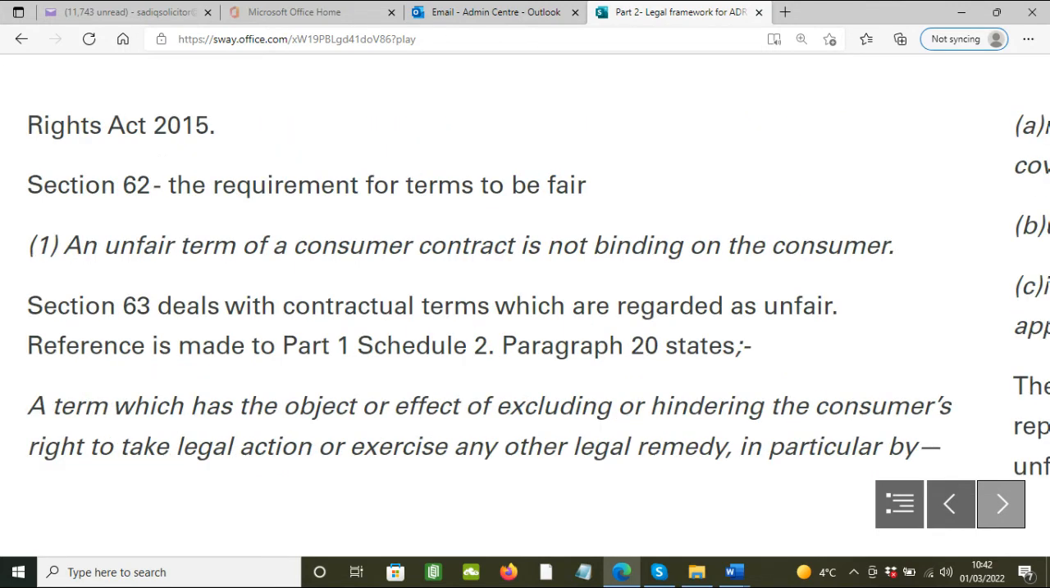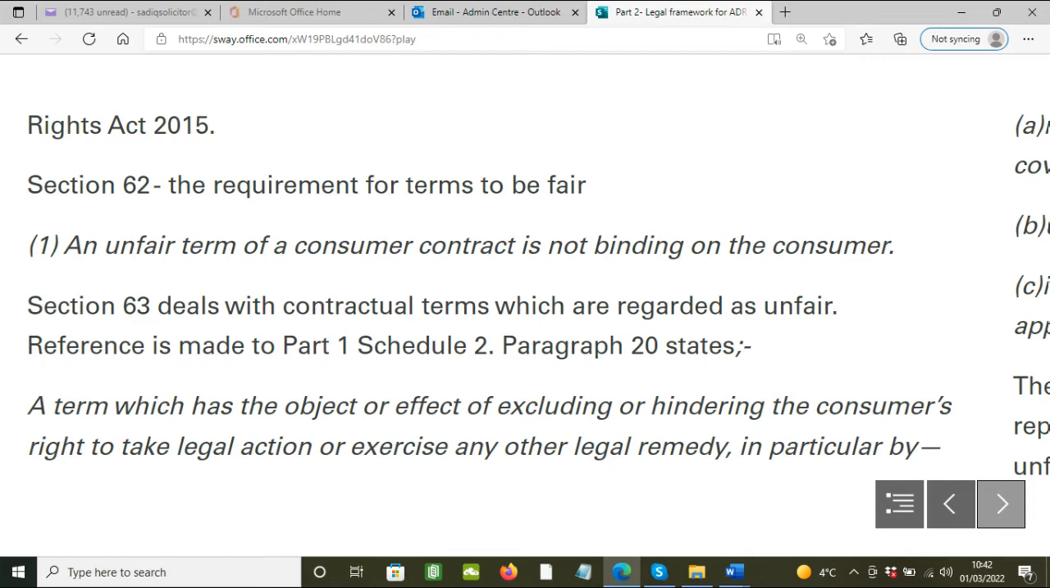Under Section 62 of the Consumer Rights Act 2015, the requirement for terms to be fair, an unfair term of a consumer contract is not binding on the consumer. Section 63 deals with contractual terms which are regarded as unfair. Reference is made to Part 1 of Schedule 2.